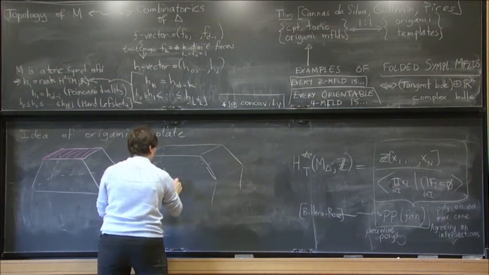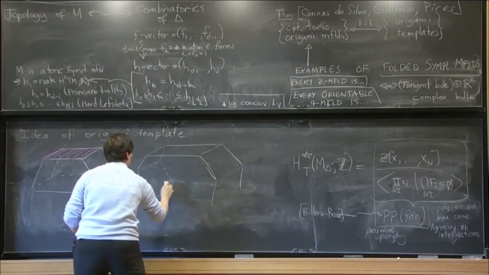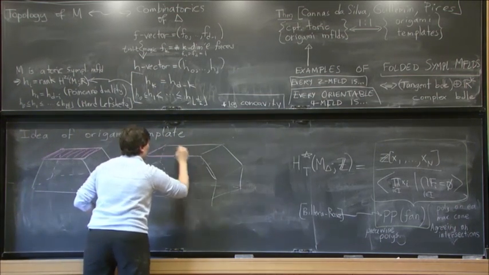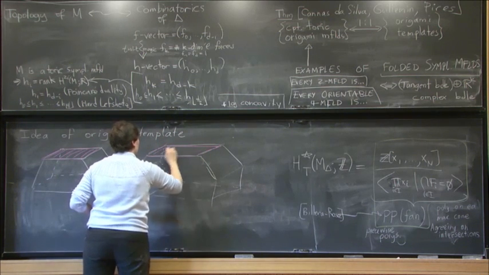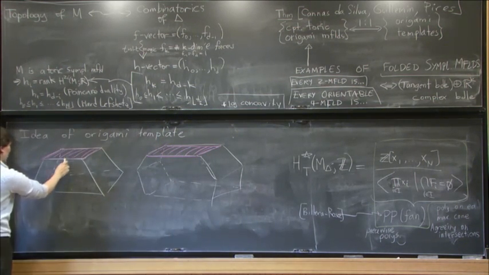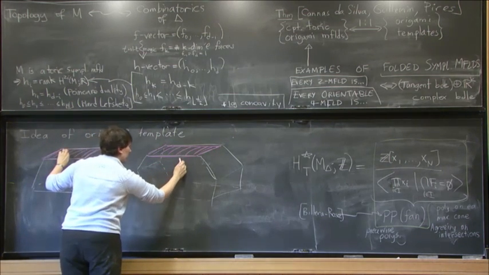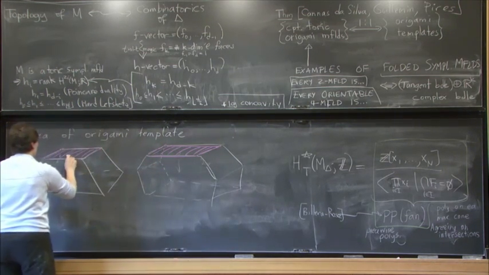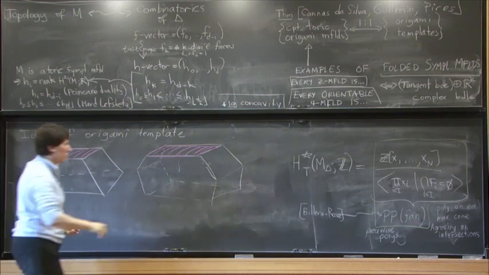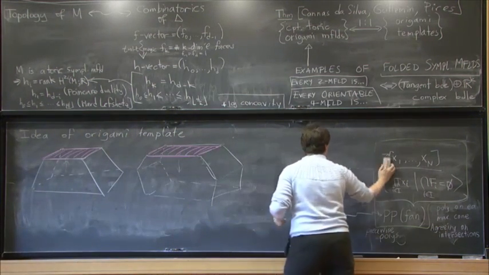It's like one of these fancy fun houses where you come along, you hit this, and then all of a sudden you pop out over here, and you come back in. And so the idea is that you have a bunch of Delzant polytopes, and they're glued together along facets in a controlled way. So an origami template is exactly that.